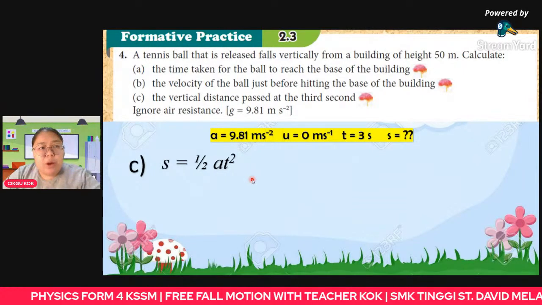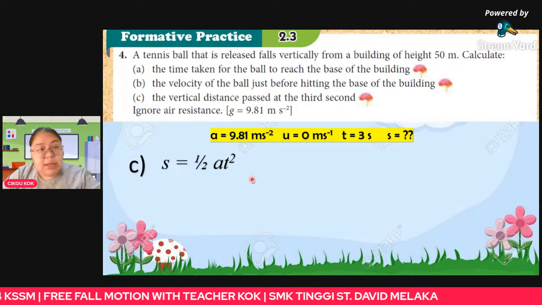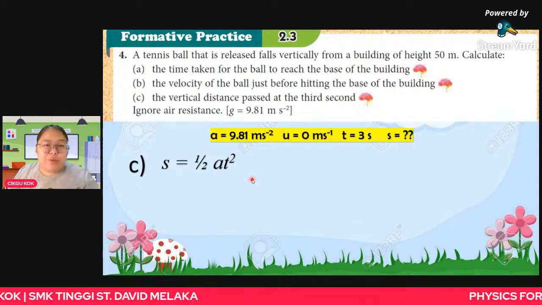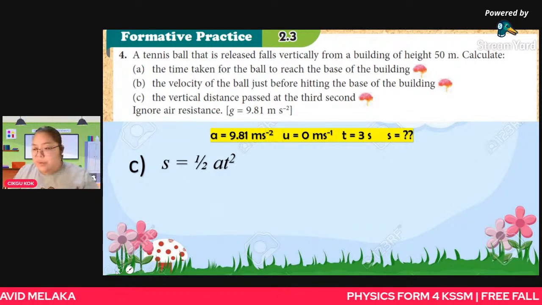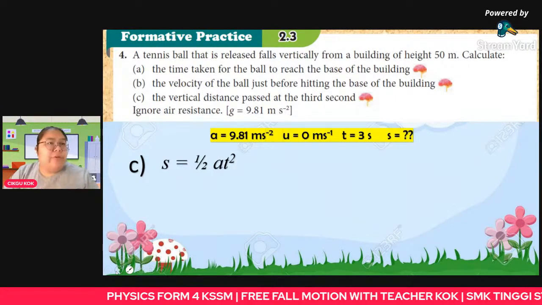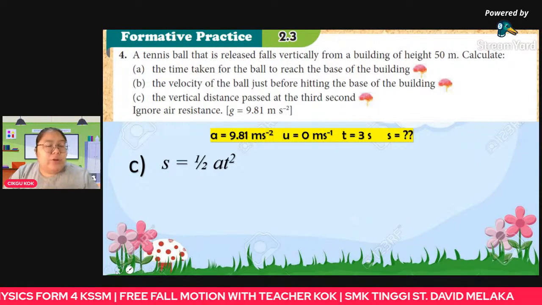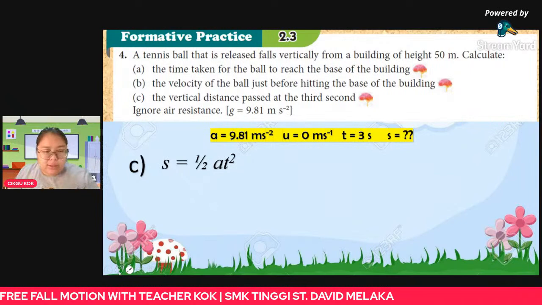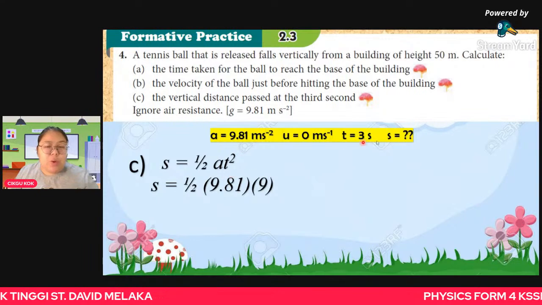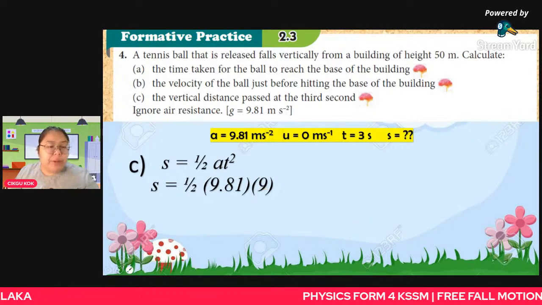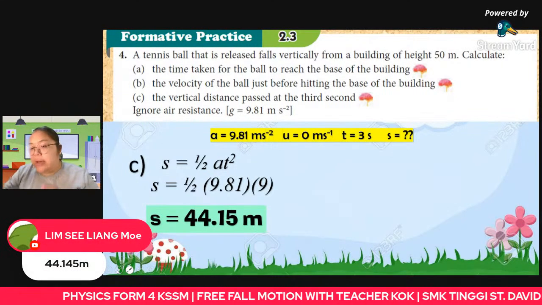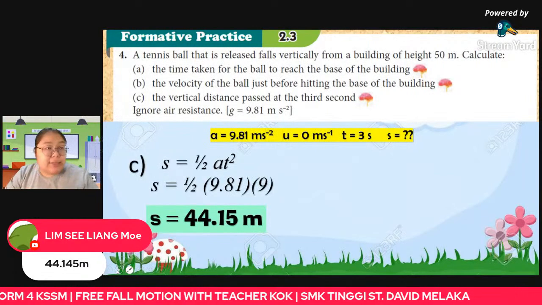Okay, 44.145 meter, yeah. Celia gave me the answer already. The rest don't know where to go already. So I go to show. Pravis, 44.145. Okay, no unit. Where's your unit? So I go to show the calculation. Half times 9.81, then square. 3 squared becomes 9 already. So the answer is 44.145. This one should be the final answer.